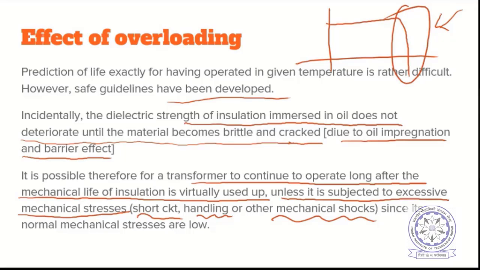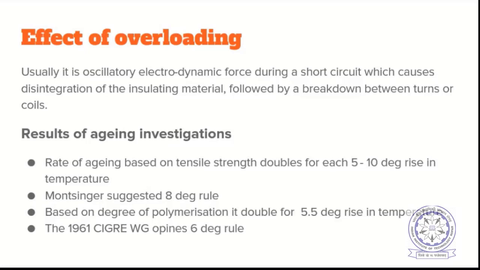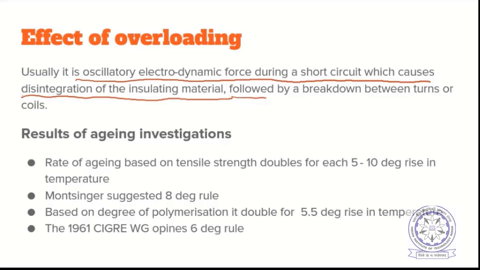But until that time, the electrical strength will be there due to oil which is impregnated into the solid insulation, or of class A type. So this is the observation. Then usually it is the oscillatory electrodynamic force during a short circuit which causes the disintegration of the insulating material, followed by a breakdown between the turns or coils. This is how a transformer fails.